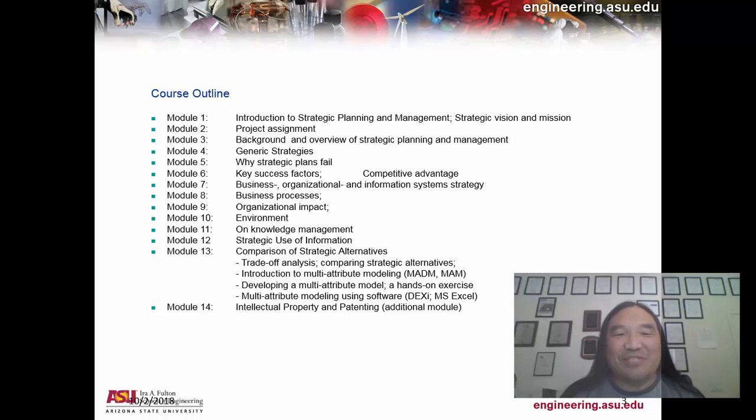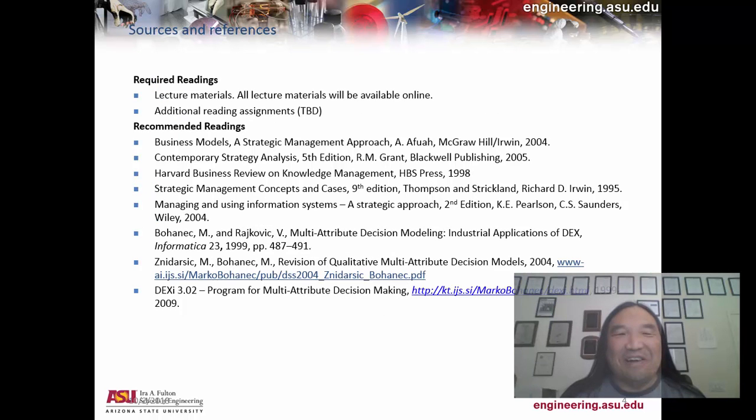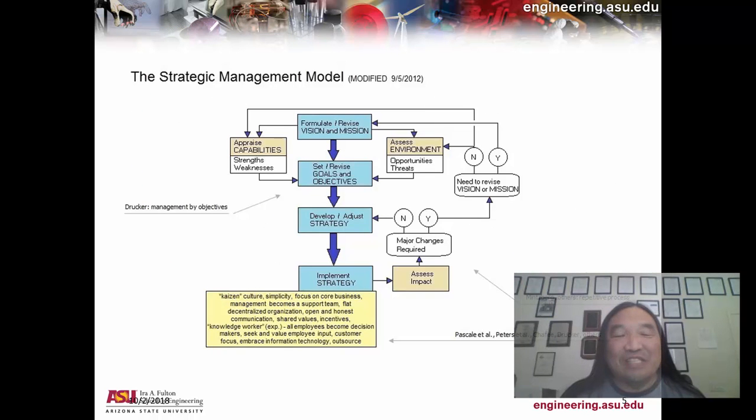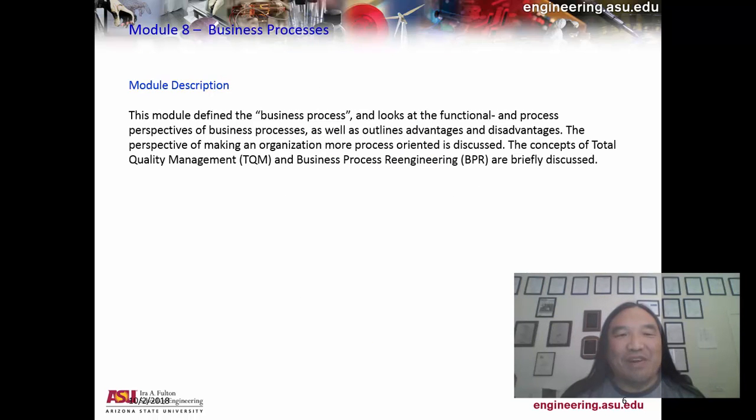Anyway, so we're up to Module 8. What'll probably happen is I'm going to start condensing some of these modules because I realize I'm running out of weeks and we need to start getting into technology, which is what a lot of you are interested in. So you've got your strategic management model that we've gone through.